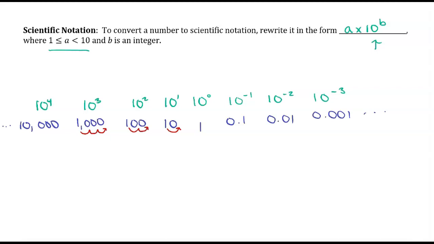Now let's look at our negative exponents. To get from 1 to 0.1, we would have to move the decimal place to the left 1 place. To get from 1 to 0.01, we would need to move the decimal 2 places. And to get from 1 to 0.001, we would need to move the decimal place to the left 3 places. Hopefully you can see the pattern, because this will make scientific notation a lot simpler.